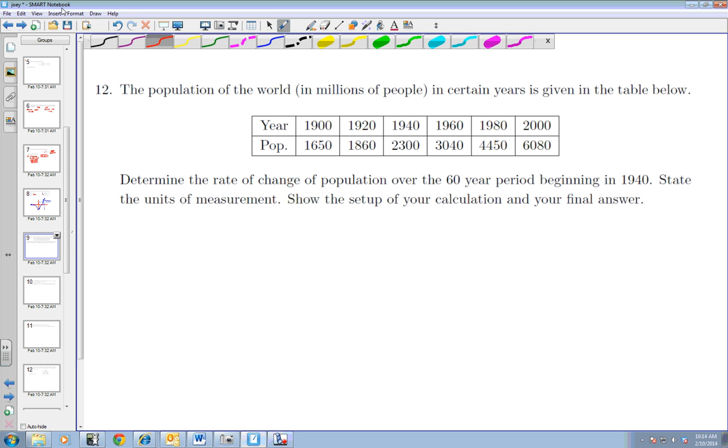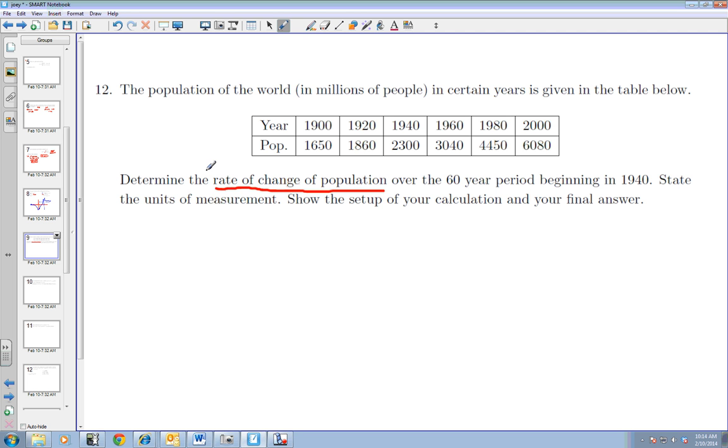Okay, this is number 12. And number 12 says the population of the world in millions in certain years is given in the table below. Determine the rate of change of population over the 60-year period beginning in 1940. State the unit of measurement. Show the setup of your calculation and your final answer.